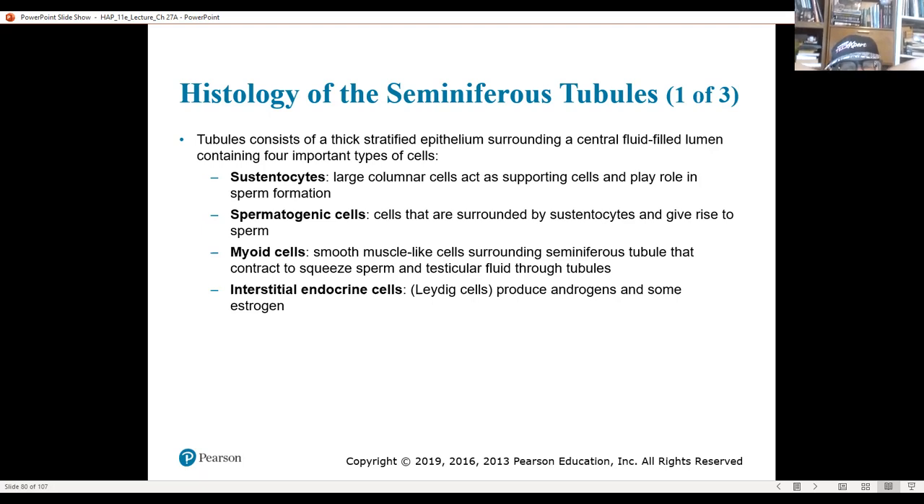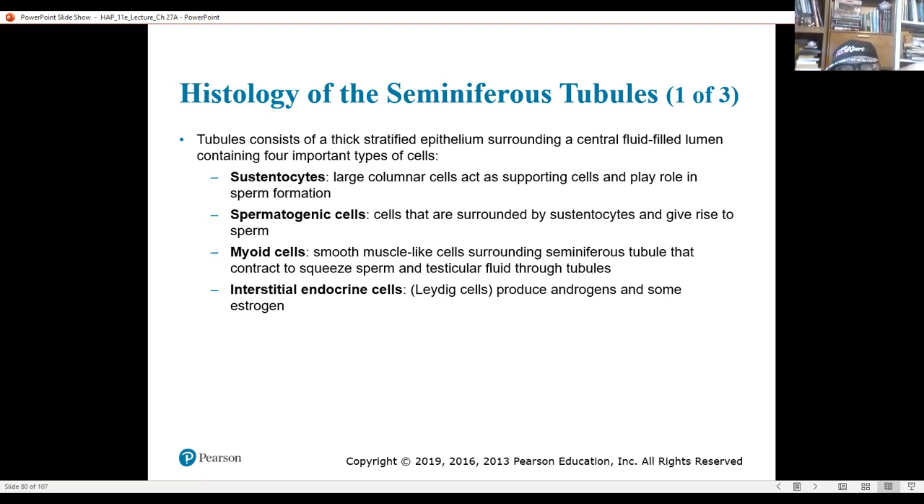So you could have sustentacular cells. Those are big columnar cells that sustain the developing sperm. They're support cells. Some people also call them sustentacular cells. They play a role in sperm formation. They provide the sperm with food. They feed them, they nourish them. They give them chemicals they need.